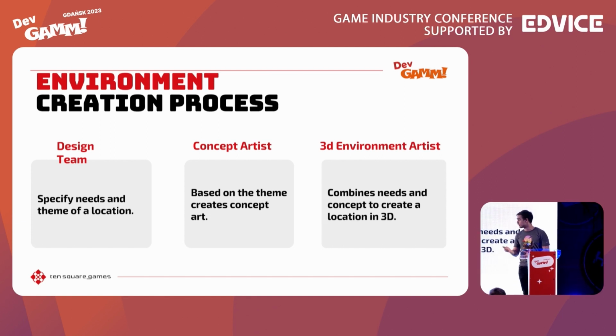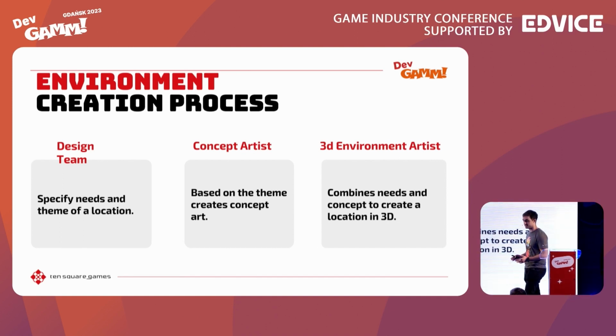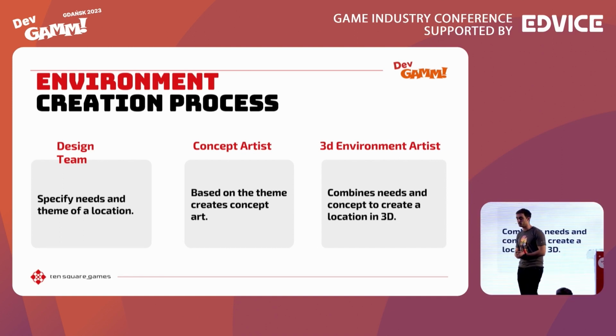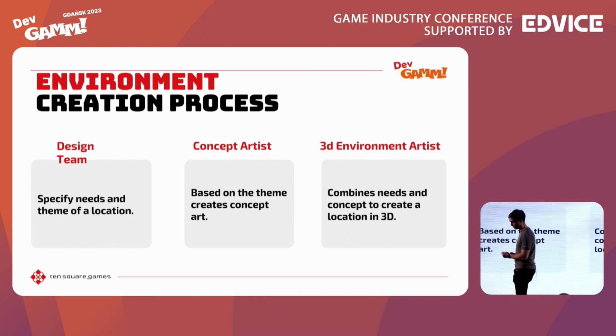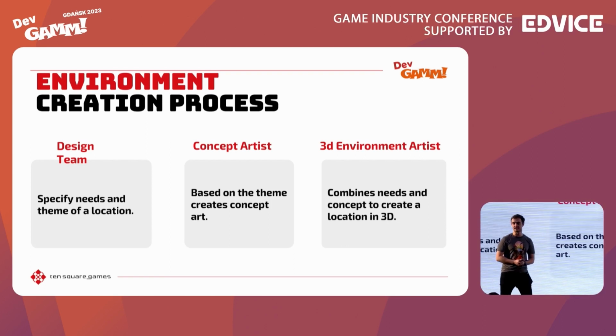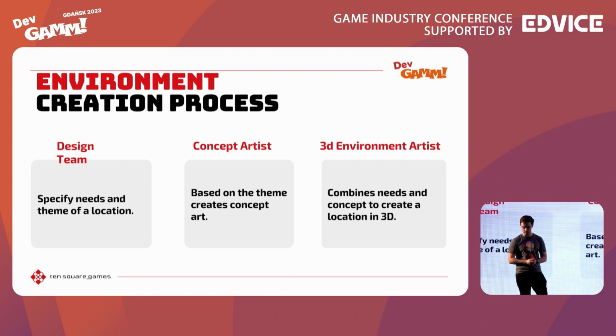Once we get that, the concept artist enters the scene. The concept artist will grab the theme that design has set for us, and he will create a mood concept. And after that, I will get the concept art and the needs from design, and I will create a scene in 3D.